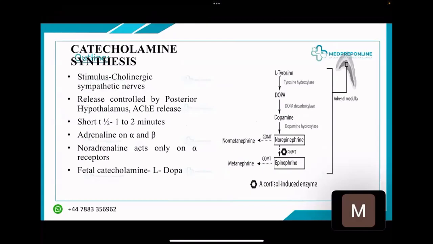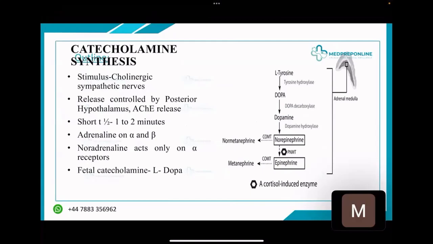Now, catecholamine synthesis. Now, we've finished the cortex, we've come to the medulla. Now, catecholamine synthesis, what is the stimulus? The stimulus will be from the cholinergic sympathetic nerves. And the release of catecholamines is controlled by the posterior hypothalamus as well as acetylcholinesterase release.